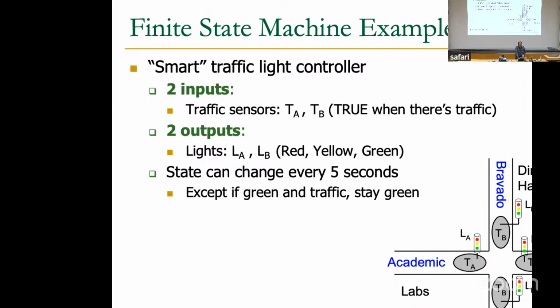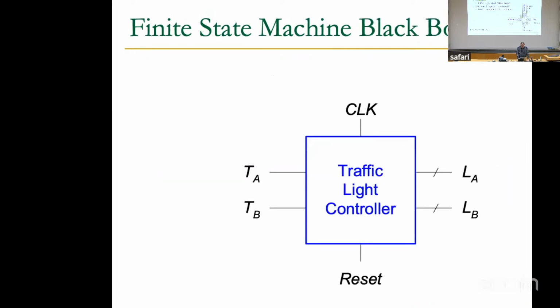This is the description that your book wants. So this can be a black box of your traffic light controller that has TA and TB as input, and these are the output, LA and LB. And we also have a clock input and reset. So don't forget about reset. There should always be a reset signal for your controller to say that I'm going to start from this state, so there should be an initial state for your FSM that you start from.